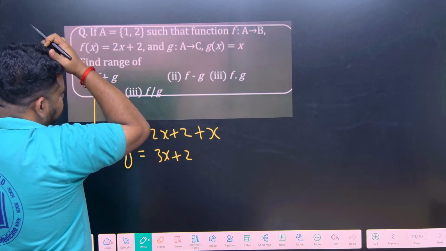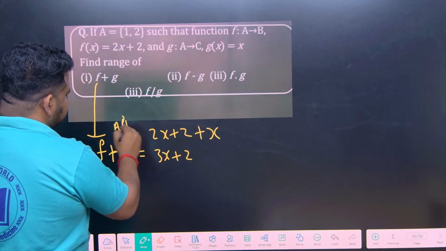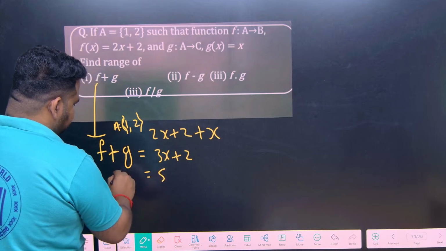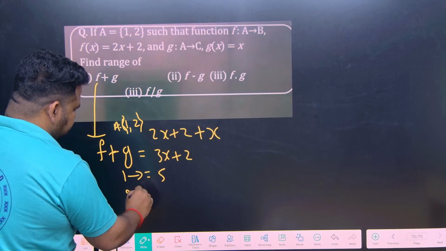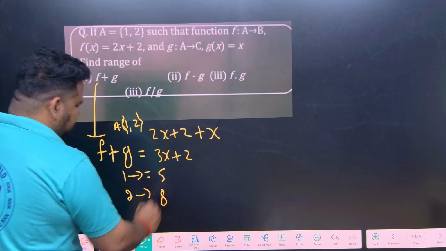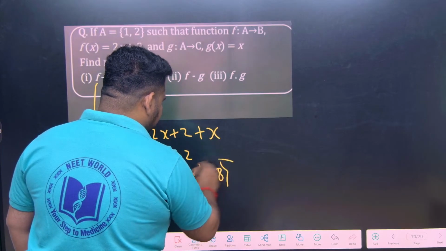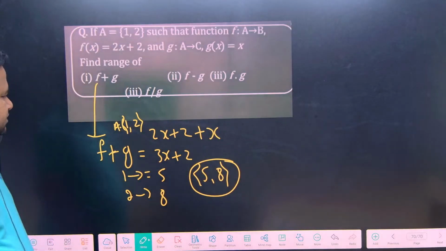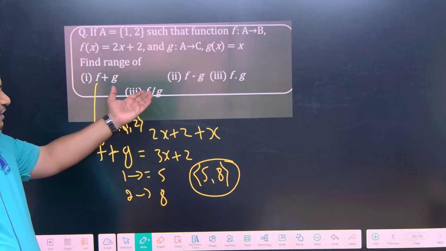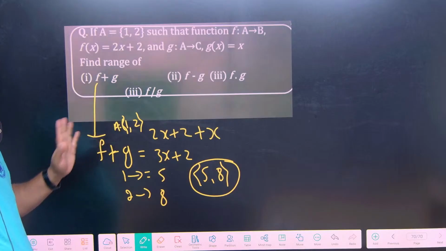Now I have to find the range. A is having {1, 2}. First input is 1. If I put 1, I will get 5. If I put 2 in this, I will get 3 2s are 6, 6 plus 2, 8. So the range of f plus g is 5 comma 8. This is the output. Similarly, you can apply for f minus g, f into g, f by g. Very simple, which you can do by yourself.